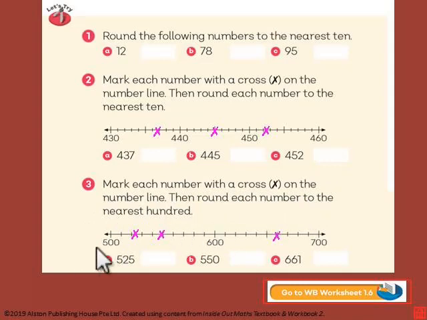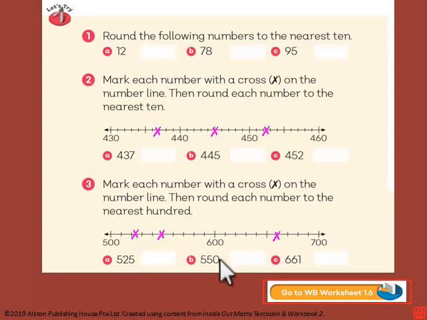Next, use a number line to round each number to the nearest 100. Look at the nearest 100: 500, 600, 700. So 525 is here. What if you round 525 to the nearest 100? What is the answer? Is it 500 or 600? Which one is near? The answer is 500. Very good.